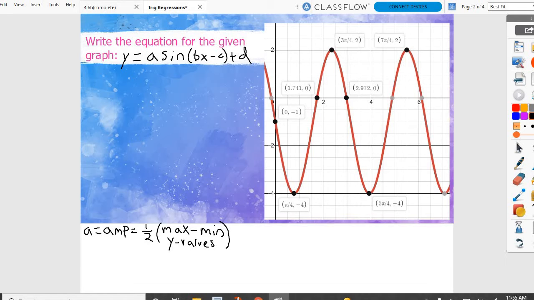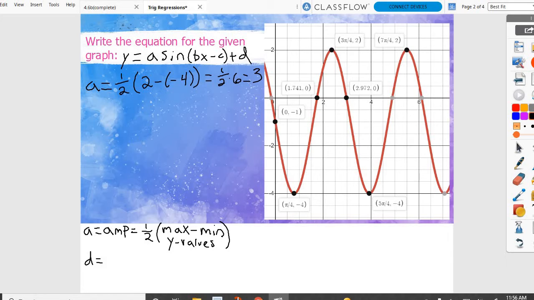So for this graph, what is our y value for our maximums? 2. What is our y value for our minimums? -4. So 2 minus -4 times 1/2 gives us 3. So that's going to be our A value. Yay.